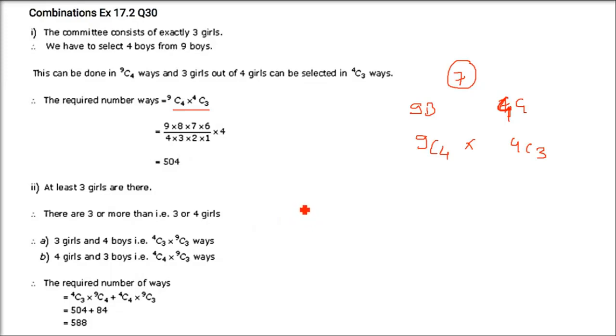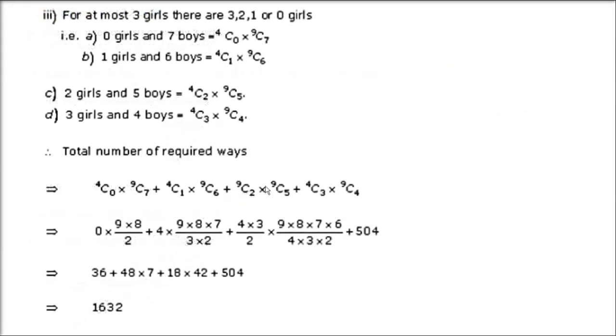At least 3 girls. Minimum 3 girls. So you can start with 3 girls. If you take 3 girls, 4 boys can be taken from 9, 9C4. Now you can take 4 girls also. At least means 3 or maximum 4 girls. 4C4, and how many boys remain? 9C3. So multiply them and add. It will be 588.